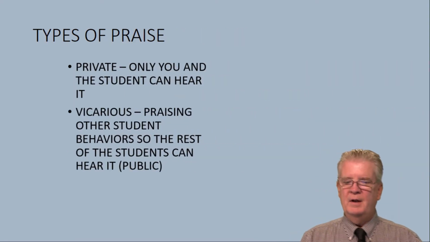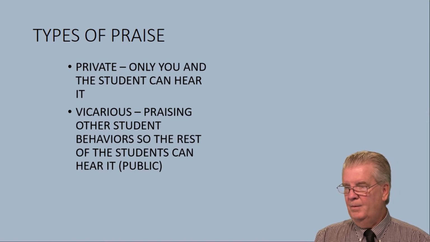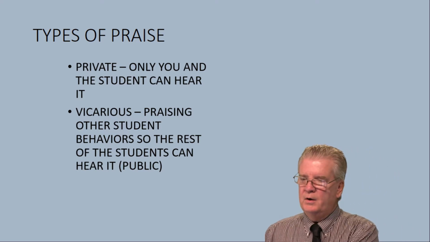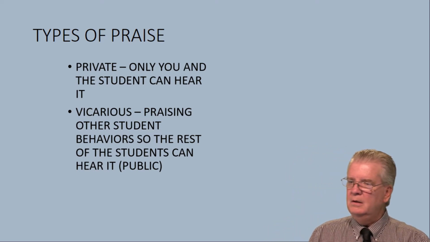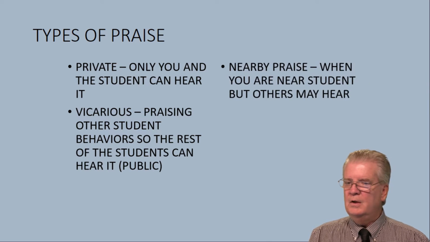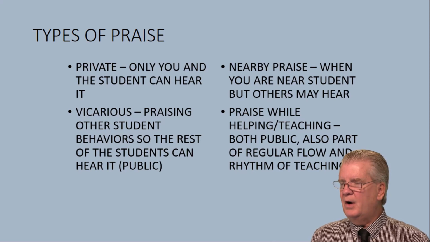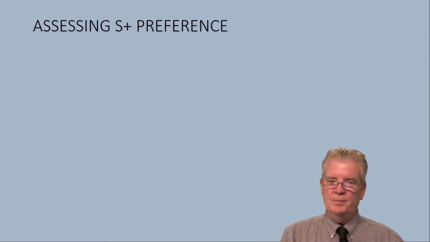Types of praise: private and public, you already know the difference, kind of obvious. Vicarious works very well with young children. You have one student who's busily working on the assignment, you can praise that student so other students hear it. So that works really well with young children. It kind of loses effectiveness with older students. Nearby praise is self-explanatory. And then praise while you're just generally helping and teaching. So I think the private versus public is really important here as well. So there are just some types of praise.